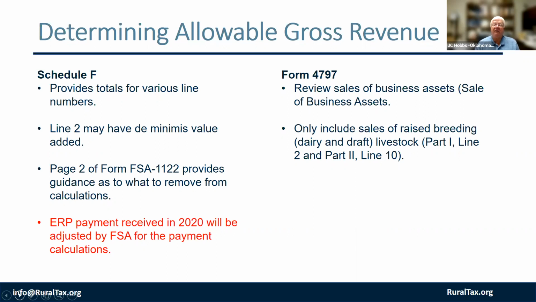Then we get into 4797. That's the business asset sales. We're only going to include sales of raised breeding animals, dairy and draft. That's part 1 of line 2. So part 1, line 2 numbers, part 2, line 10 numbers. The sum of those items on those 2 sets of lines.